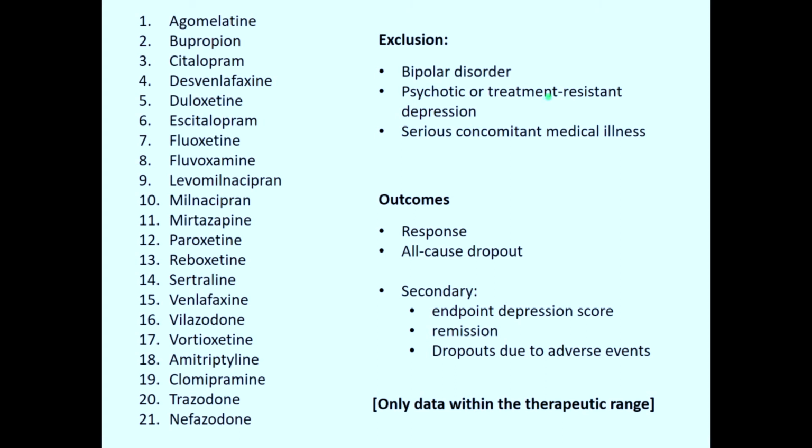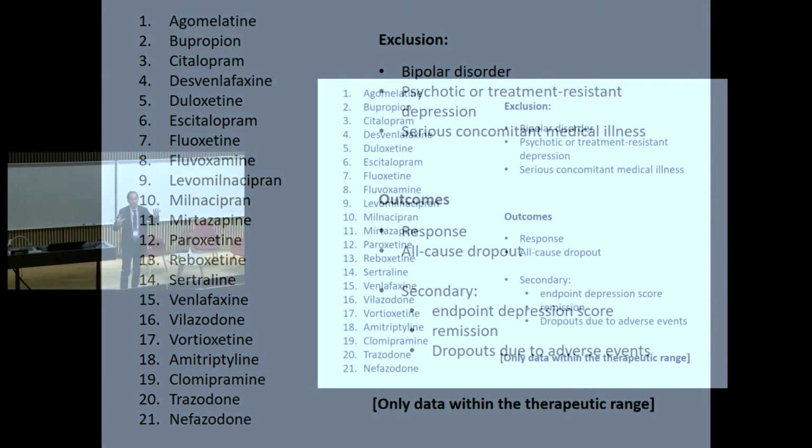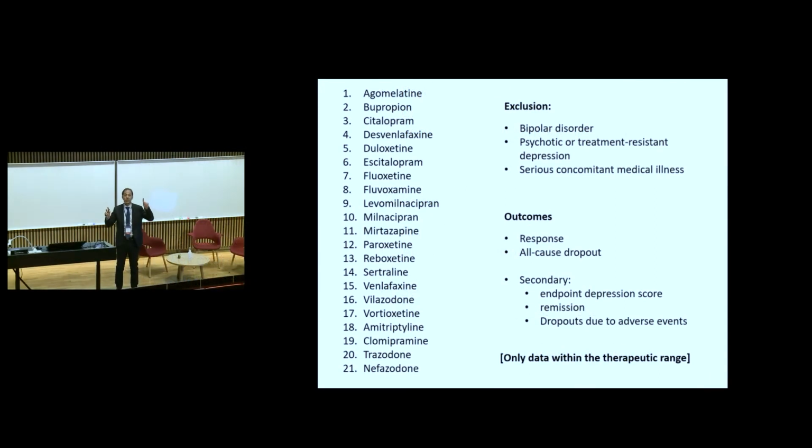The two outcomes we used in 2009 were response rate and dropout rate, dichotomous outcomes, because when talking to patients, this is what they are really interested in. Talking to clinicians is the same. Do they respond to treatment? And can they tolerate the treatment after a couple of months?